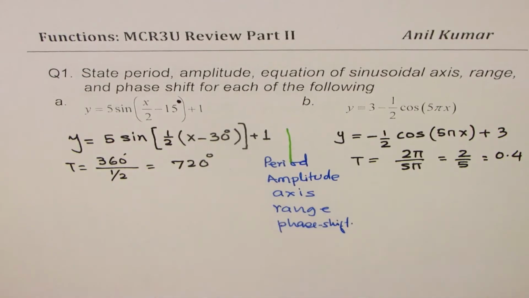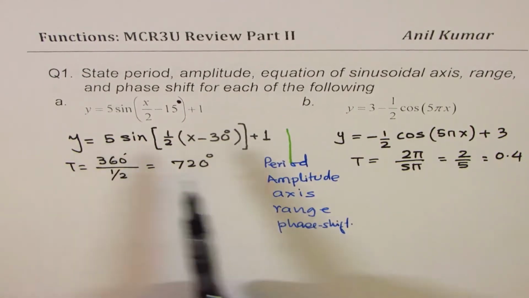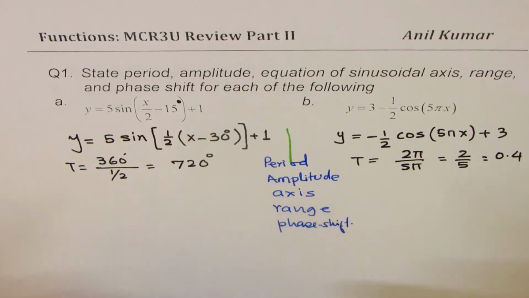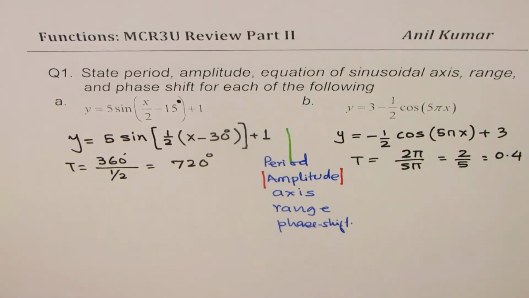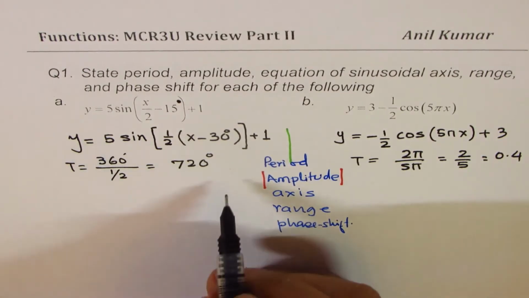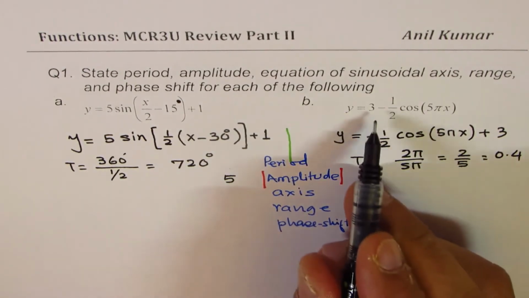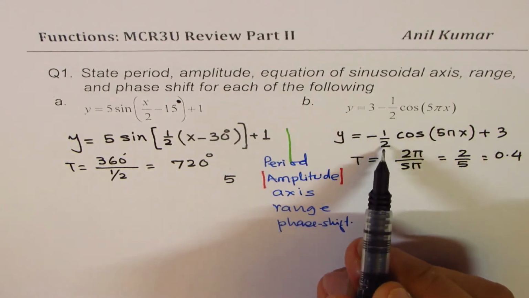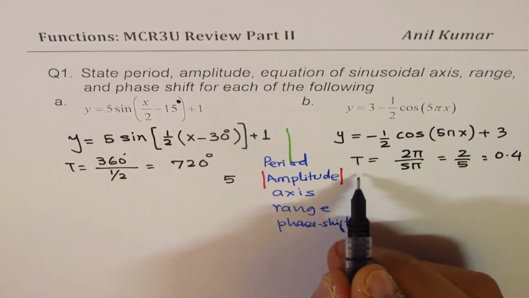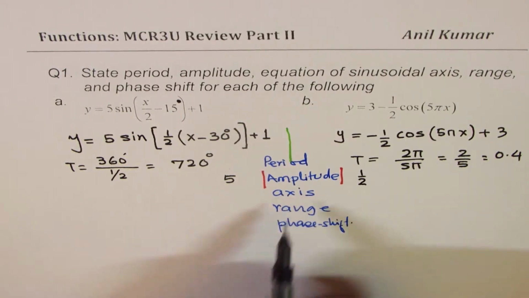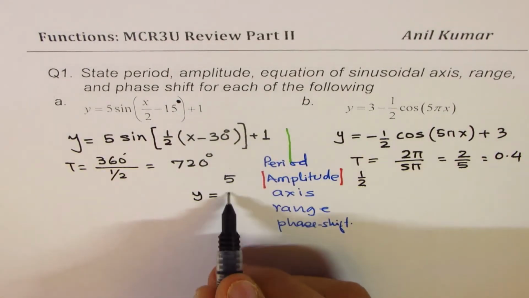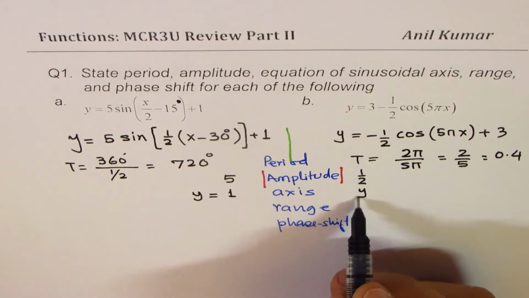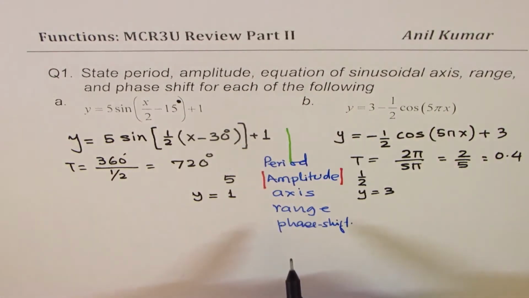Amplitude. Amplitude can be straight away read, 5 and half, right? Amplitude is always, you should write this as positive, never negative. So don't write minus half. That could be a mistake at times. Always take a positive value. So the amplitude here is 5 units. And on this side, the amplitude is not 3. It is half the coefficient of cosine function. Do you understand? So the amplitude is half here. Axis is this value. So we get axis. It's good to write y equals 1 as the axis. And in this case, y equals 3 will be the axis.